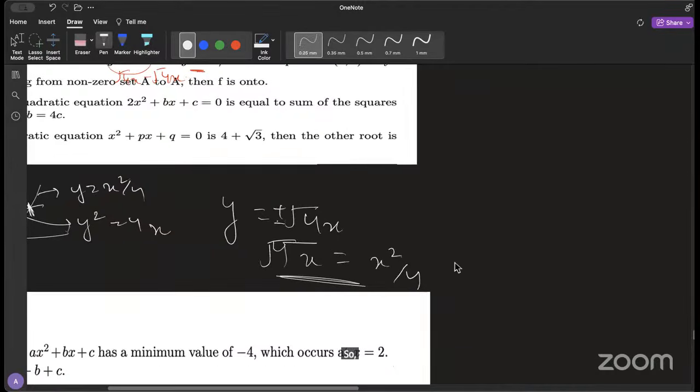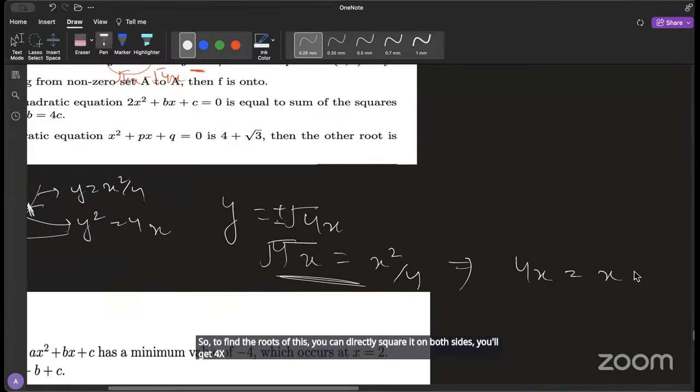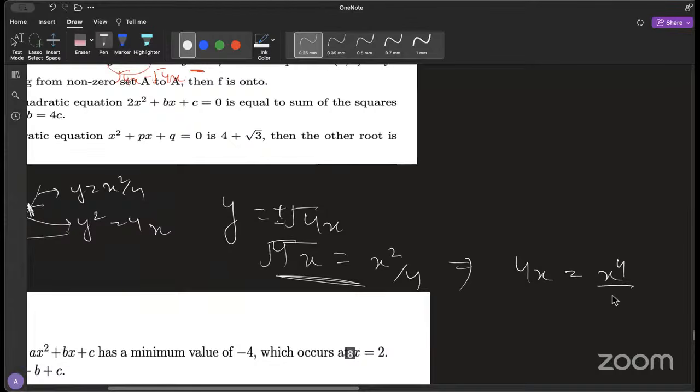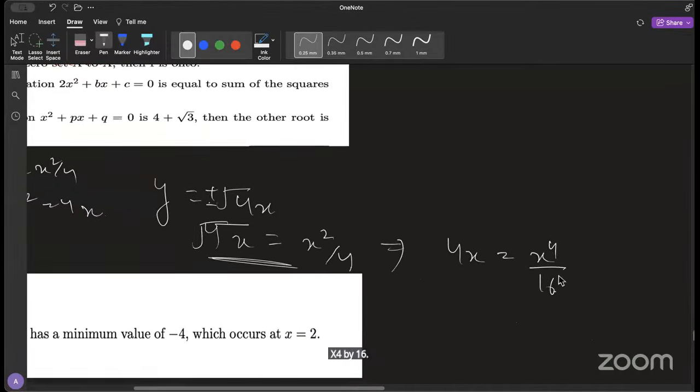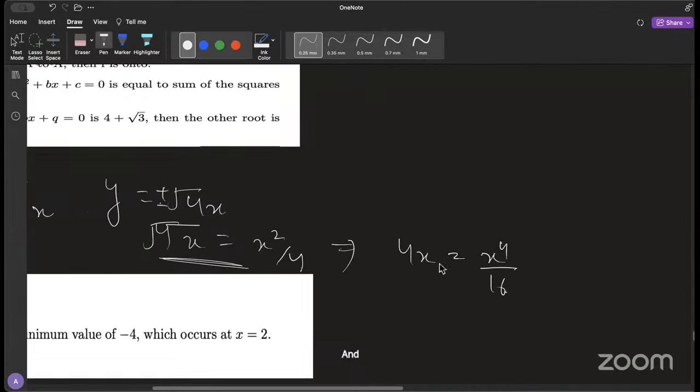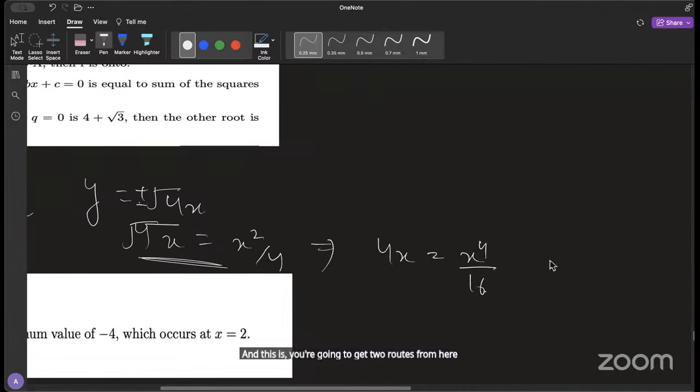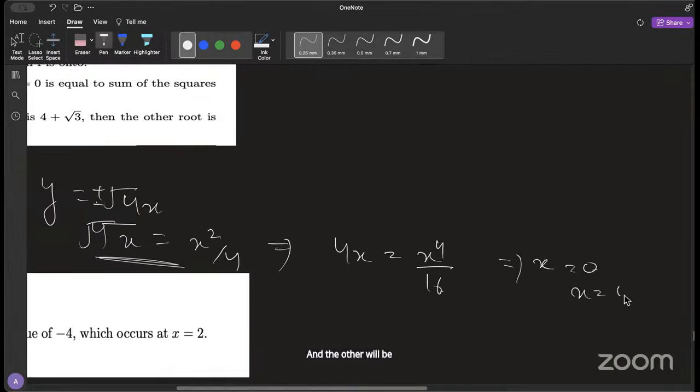To find the roots of this, you can directly square it on both sides. You will get 4x is equal to x to the power 4 by 16. And here you're going to get two roots. One is x equals to 0 and the other will be x equals to 4.